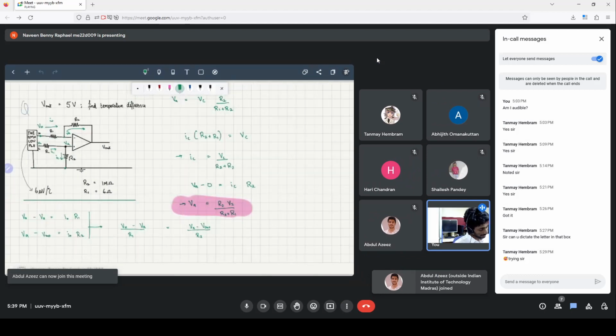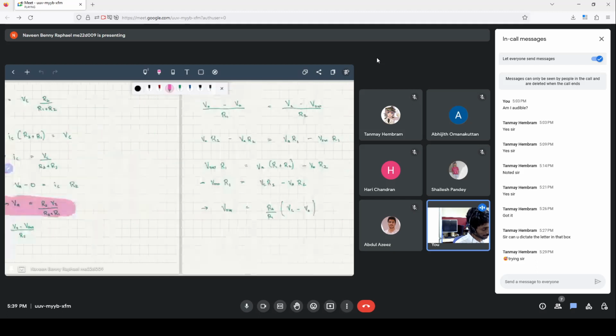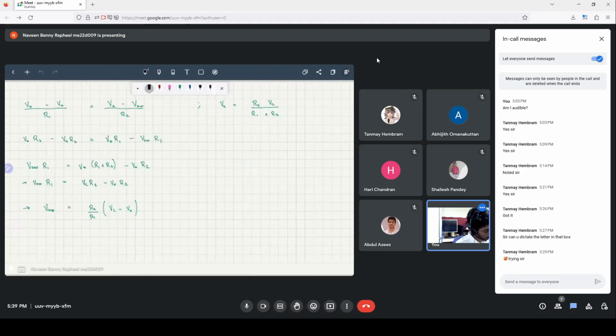Therefore, this form of operational amplifier is called a difference amplifier. As you see, it has two inputs VC and VH, and by choosing corresponding values of R2 and R1, the output is amplified by R2 over R1. Sorry, the output is an amplified version of the difference.